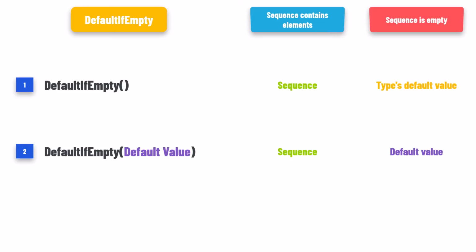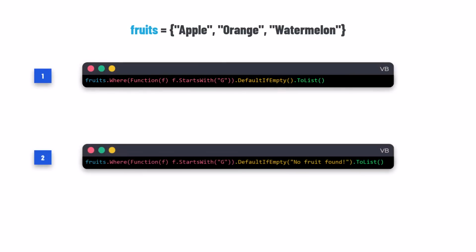I will start with a simple example about a list of strings. Suppose I have the following list, that contains different fruit names. I have the following query to return only the fruits that start with letter G. I added the query twice. The first one contains the method DefaultIfEmpty with the first overload, and the second one is using the second overload. Both queries are written in method syntax. Let's check the output of each query.